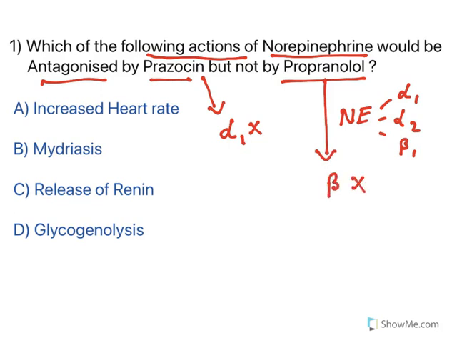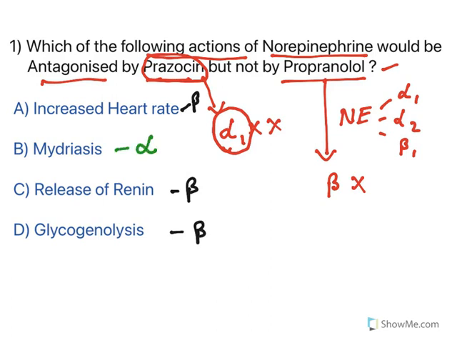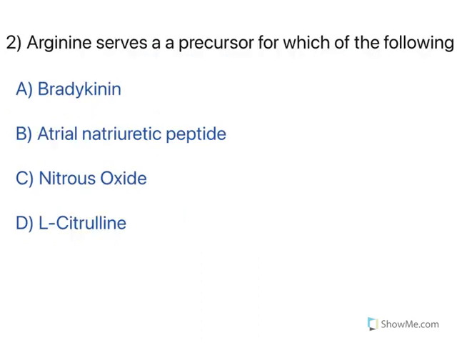Now the question asks, norepinephrine action is blocked by prazosin but not by propranolol. That means an action which is specifically produced by alpha 1 receptor will be blocked. Now we need to figure out what that action is. See, heart rate is related to beta receptor action. Release of renin, beta receptor. Glycogenolysis, beta receptors. Only the leftover one, mydriasis, is caused by alpha receptor action, and that is blocked by prazosin. So the answer is mydriasis. This is an analytical question. You need to understand the actions based on their receptors. Moving to the next one.